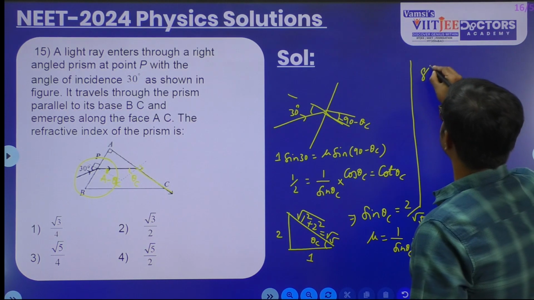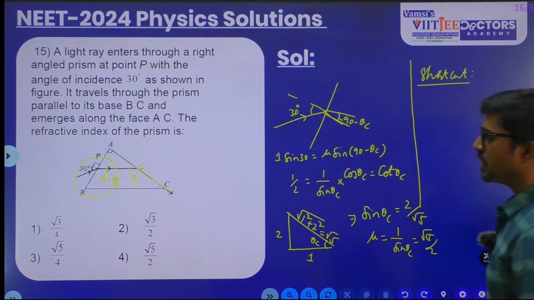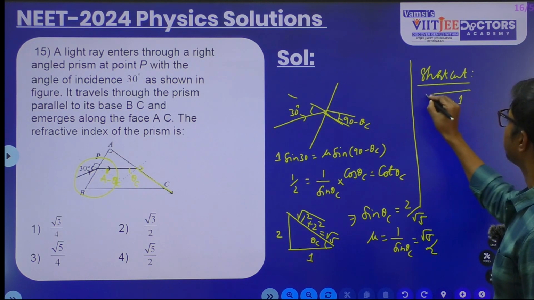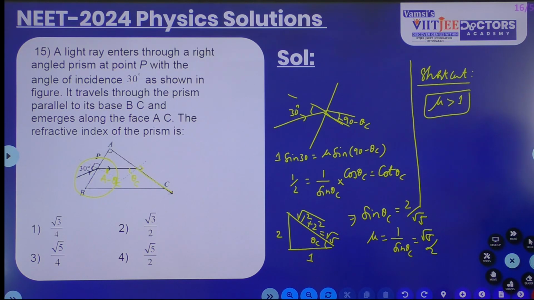Shortcut method, you look at it. Shortcut, the students would like it. So you know that refractive index has to be greater than 1, right? Mu is speed in vacuum by speed of light in medium. So speed of light in vacuum is always more. So mu greater than 1. You just choose whichever is greater than 1.